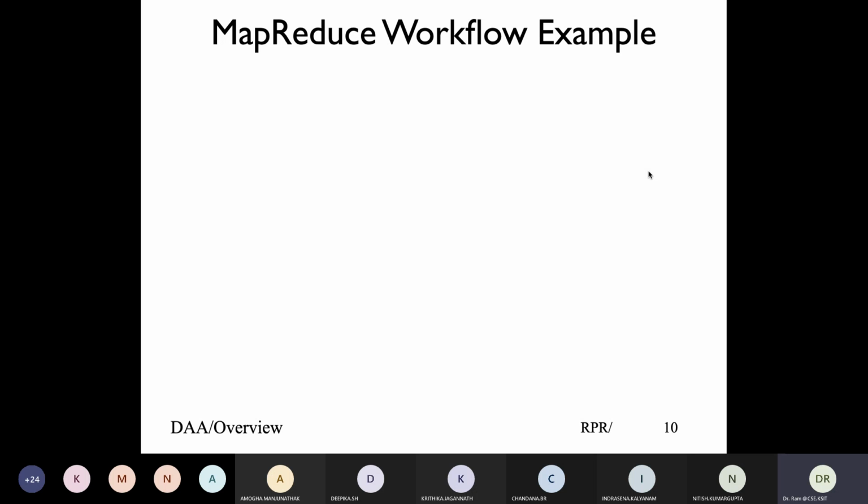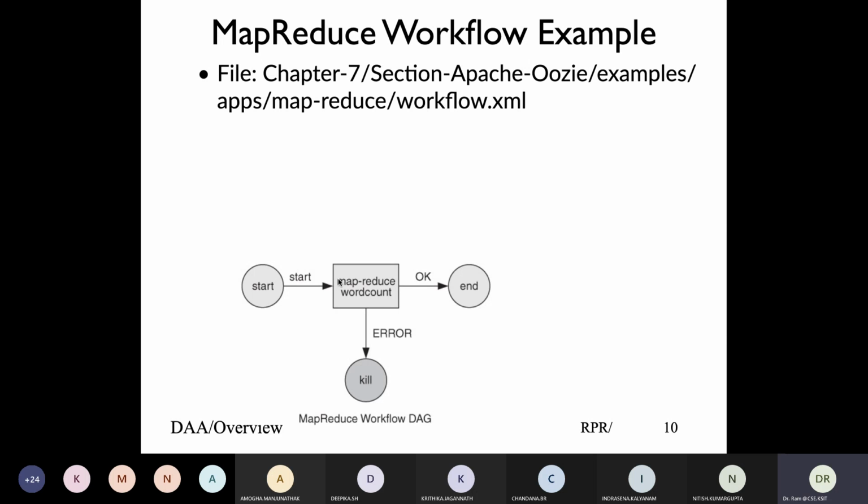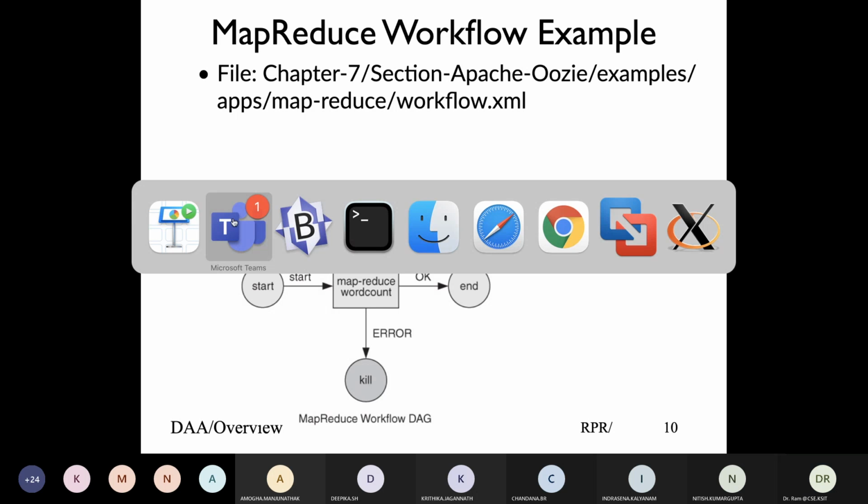If you want to look at how we define a simple workflow, I'll give you an example. This is what we started with, our basic workflow example. We start, run a MapReduce job, and in this we have four nodes: start, on failure kill the job, and the actual MapReduce processing. There'll be a simple workflow file, which is given by the author. You can look at it. Let me open that.